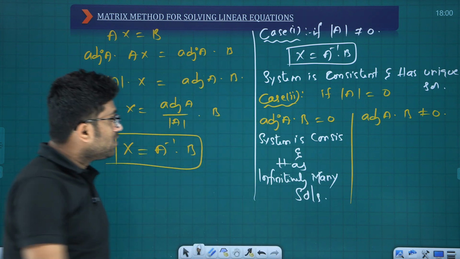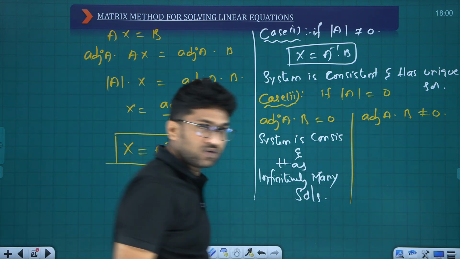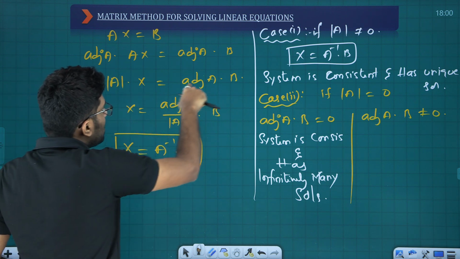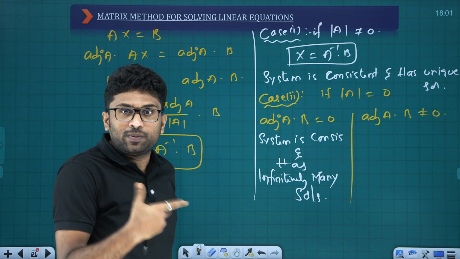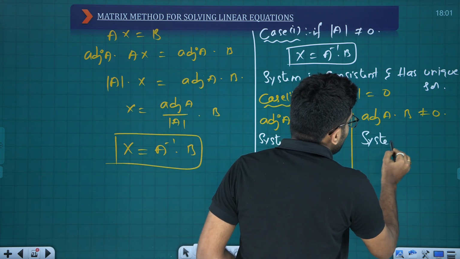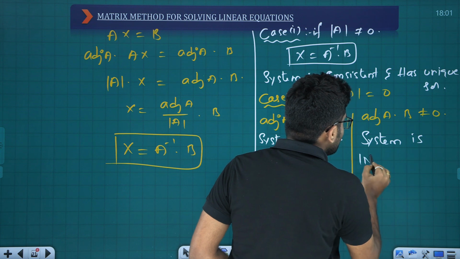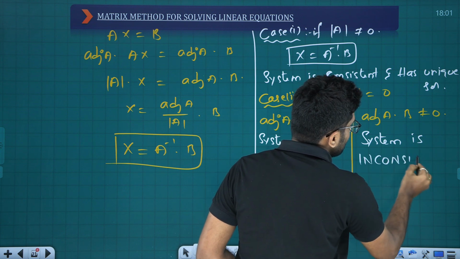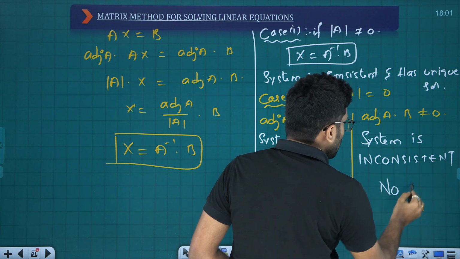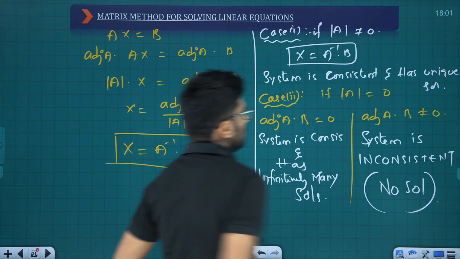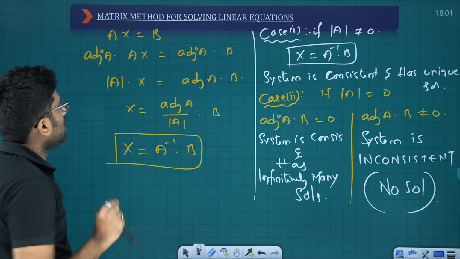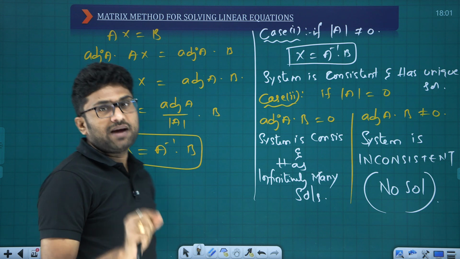Whereas if adjoint A into B is not 0, see friends, now det A is already 0, so 0 into x, 0 is equal to non-zero. Will this be true for any x, y, z? No. So in this case we say the system is inconsistent, or we say no solution. Unique solution, infinitely many solutions. Okay, so this is regarding solving a system of linear equations by using the matrix method.